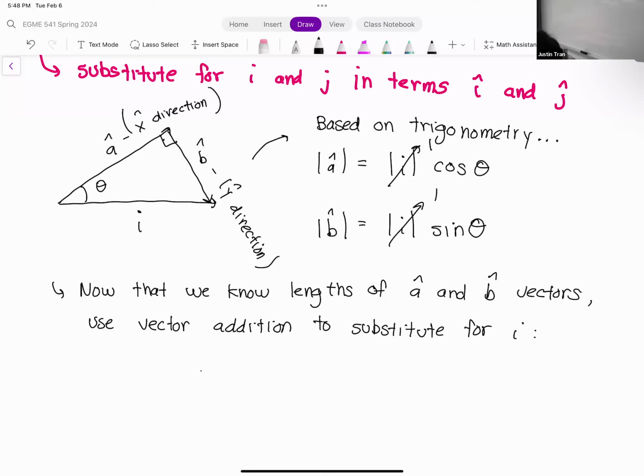By vector addition, we know i here is equal to a hat plus b hat. If you just follow the trails of the vectors, when you add vectors together you go head to tail. So we follow the path of a hat and end up on this pink line here, and if we add b hat to it, we travel down this way and end up at this location here. So by vector addition, i is equal to a hat plus b hat.